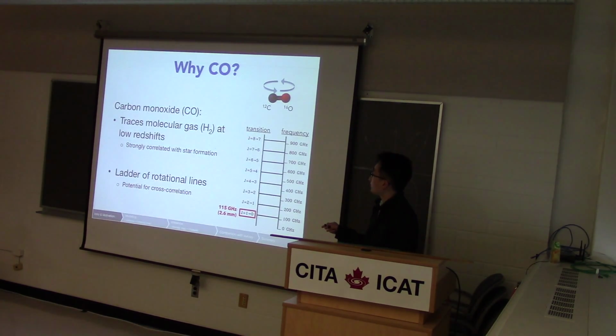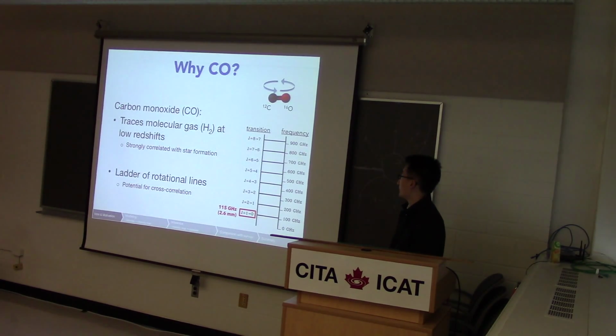We can't observe H2 directly as easily, just because it doesn't have a permanent dipole moment. CO does have a permanent dipole moment, so you get these rotational quantum transitions that give you this ladder of emission frequencies. Because it traces molecular gas, it's also strongly correlated with star formation. So if you're tracing molecular gas, to some extent you are tracing star formation. At the very least, you're tracing the fuel for star formation.